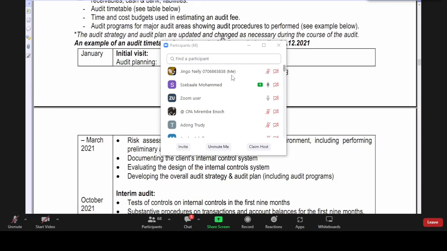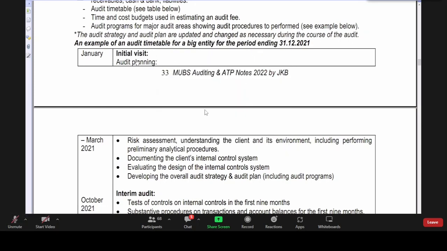Okay. So this is an example of an audit timetable. In January, now you're planning, January to March, the audit for 2021, okay? January to March, you're doing audit planning, where you look at the risk assessment, you document the client's internal control system, you check whether it is effective, then you develop an audit strategy, okay? That is January to March.